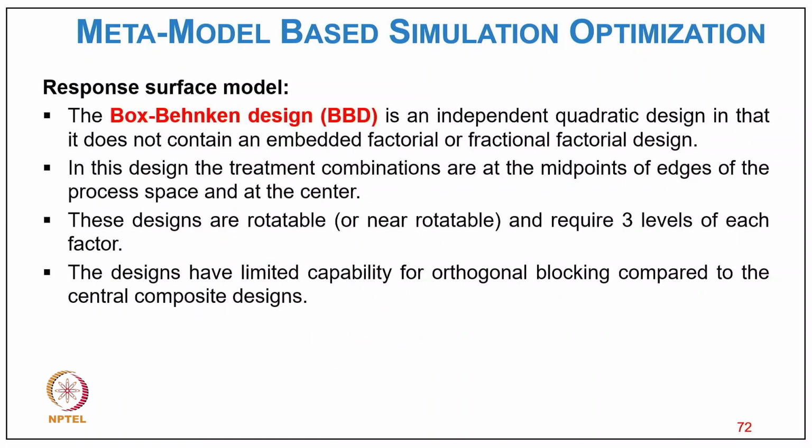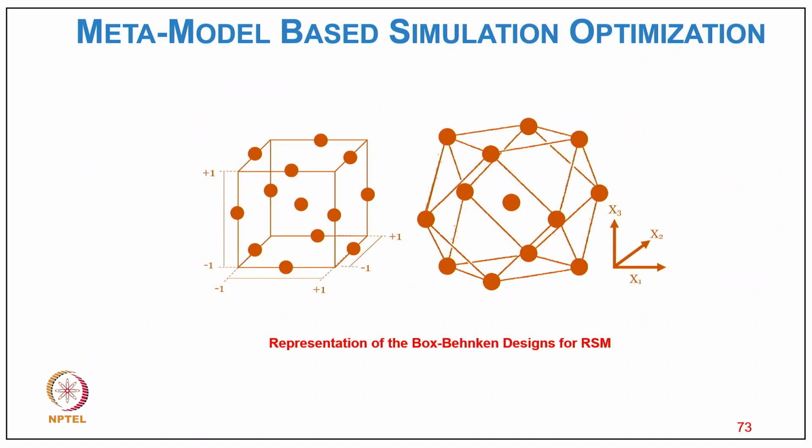So the Box-Behnken design BBD is an independent quadratic design in that it does not contain an embedded factorial or fractional factorial design. In this design, the treatment combinations are at the midpoints of the edges of the process space and at the center, and these designs are rotatable or near rotatable and require 3 levels of each factor, and the designs have limited capability of orthogonal blocking compared to the central composite design. And here, typically in the figures, are representations of Box-Behnken designs for RSM.